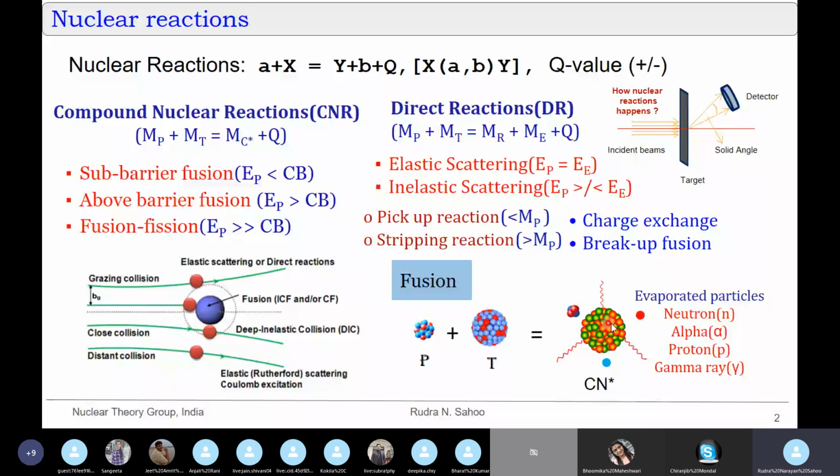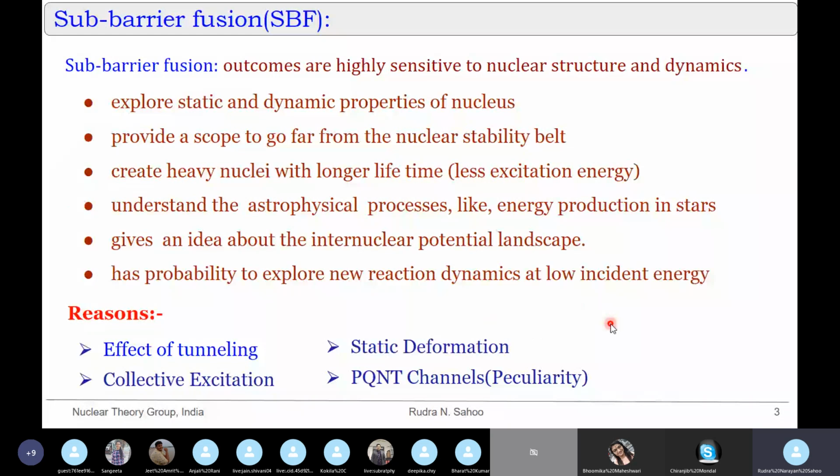And the fusion cross section is nothing but a physical parameter which connects the experimental real world with the theoretical abstract world. I will explain it in the following slides. And I am interested in sub-barrier fusion because the sub-barrier fusion mechanism explores the static and dynamical properties of the nucleus, and provides a scope to go far from the nuclear stability belt.